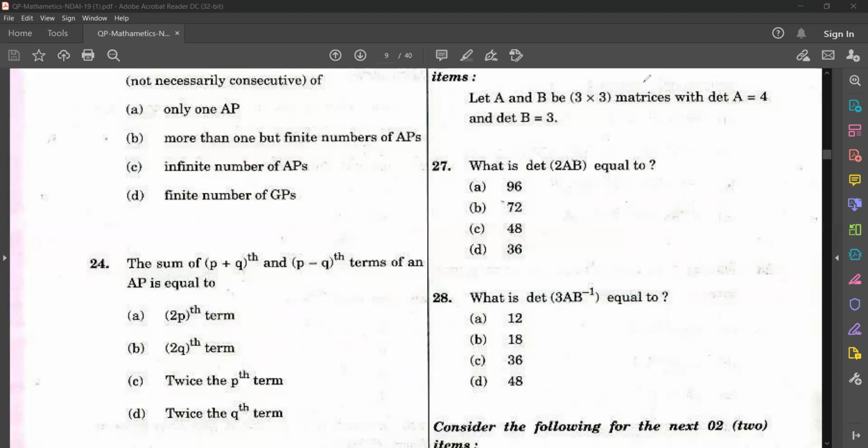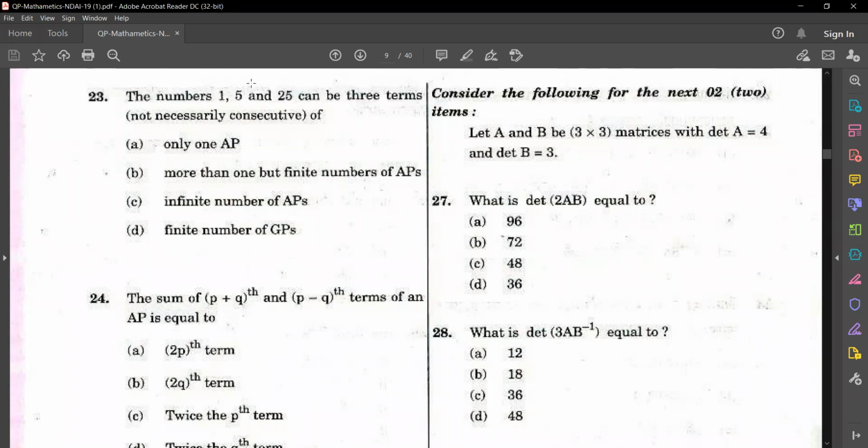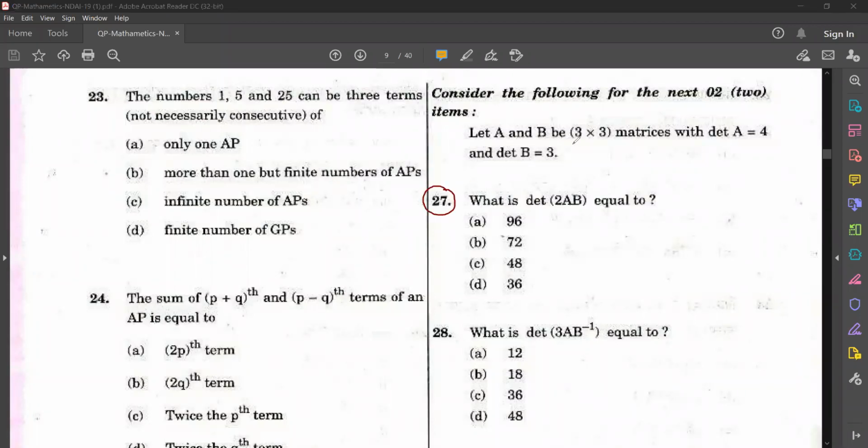So we'll do question number 27. Consider the following for the next 2 items. Let A and B be 3 by 3 matrices with determinant A is equal to 4, determinant B is equal to 3. So there are 2 questions remaining. What is determinant 2AB? What is determinant 3AB inverse? Please try that, all of you. Try, and once you get the answer, just comment it.